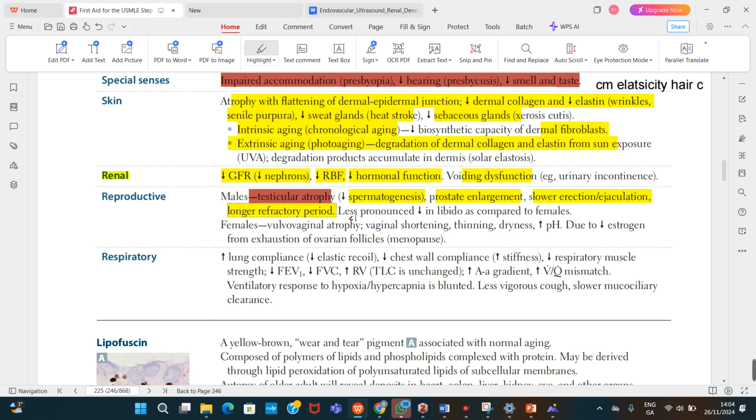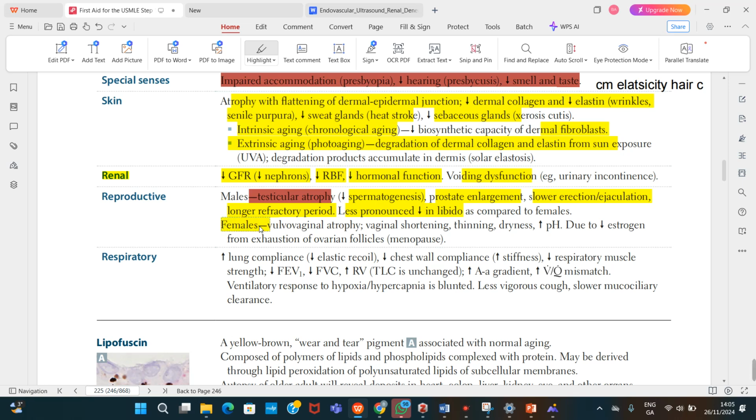They also have a less pronounced reduction in libido as compared to females. So their libido drive is not as, how do I put it, females tend to have a more reduced libido with aging than males. That's why you still see a 70-year-old man giving birth. It's not as if their libido disappears completely. It reduces, but not as severely as that of the females.